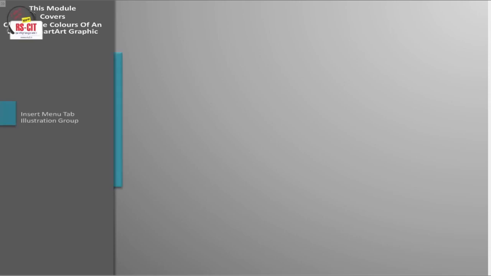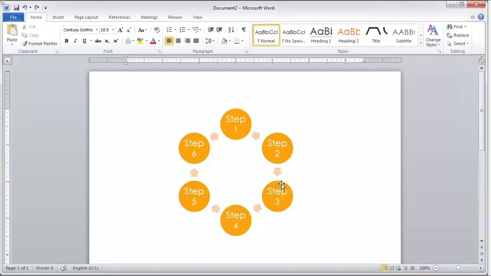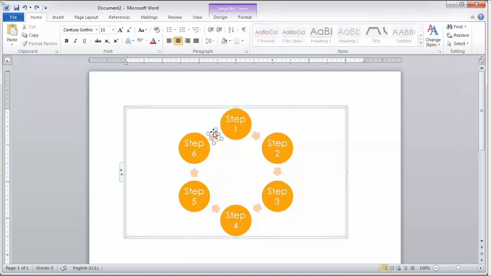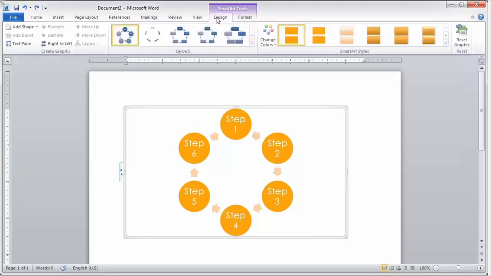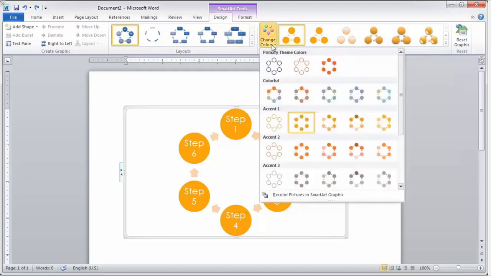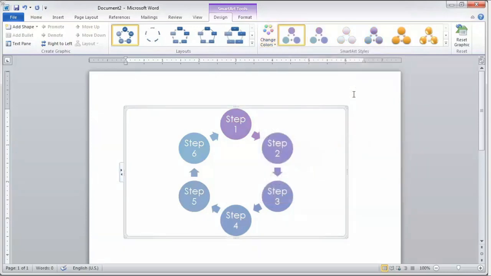Change the colors of an entire SmartArt graphic. You can apply color variations that are derived from the theme colors to the shapes in your SmartArt graphic. Click your SmartArt graphic. Under SmartArt Tools on the Design tab in the SmartArt Styles group, click Change Colors. If you don't see the SmartArt Tools or Design tabs, make sure that you have selected a SmartArt graphic. Click the color variation that you want.